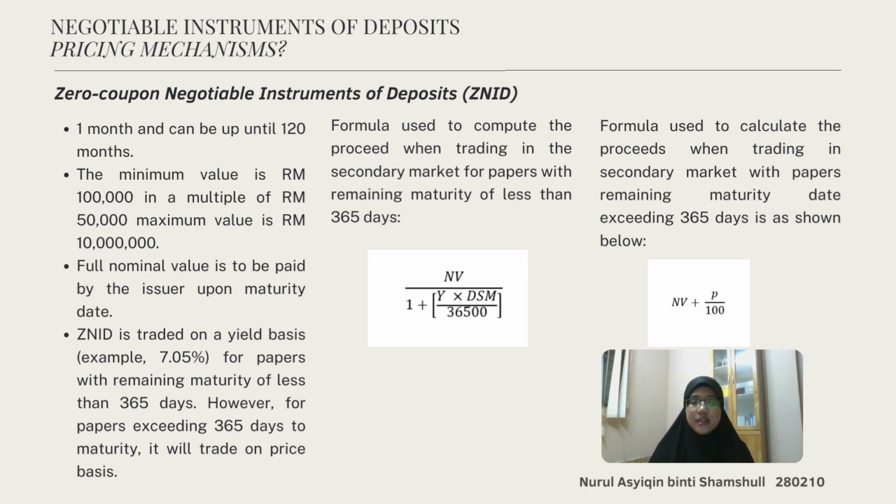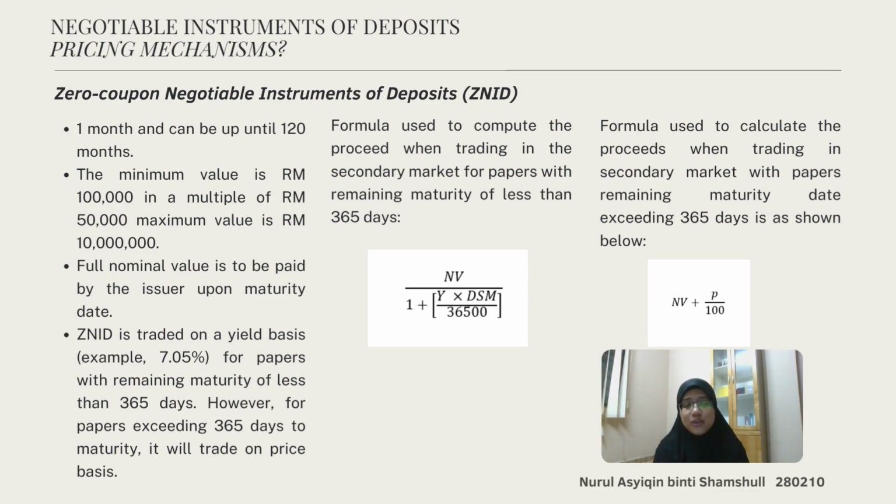The ZNID is traded on a yield basis, for example 7.05%, for paper with remaining maturity of less than 365 days. However, for papers exceeding 365 days to maturity, it will be traded on price basis, for example 98 ringgit 90 cent. The formula below is used to compute the deposit when trading in the secondary market for paper with remaining maturity of less than 365 days, where NB is the nominal value, Y is the yield percentage per annum, and SM is the number of days from the previous settlement date to the maturity date.